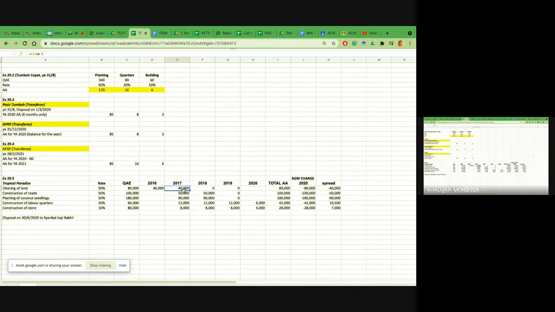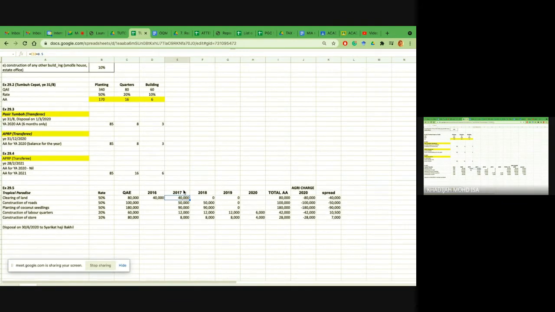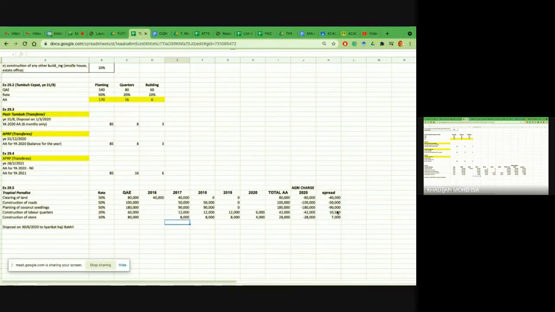Here you have 40,000, 40,000, 50, 50, 90, 90, 12, 12, 12, 12, and 6 in 2020, 8, 8, 8, and 4,000. So from here, you know how much is the allowances that you're going to claim, where you dispose of, and then total agriculture allowance and agriculture charge, and then if you were to spread back. So with spread back, you're going to have your balancing charge in the respective years of assessment.